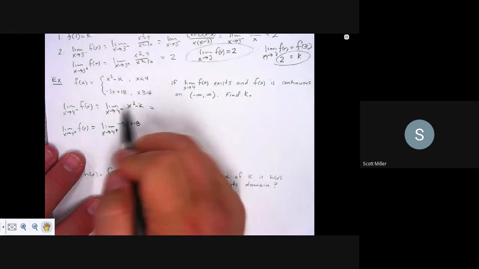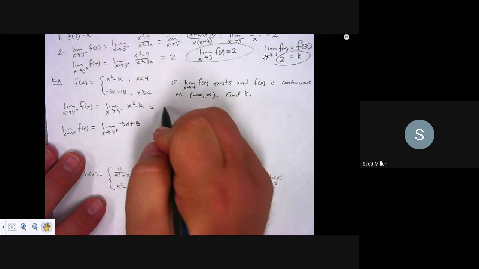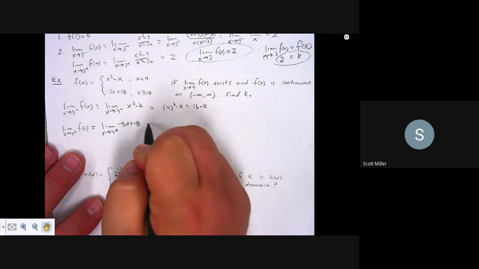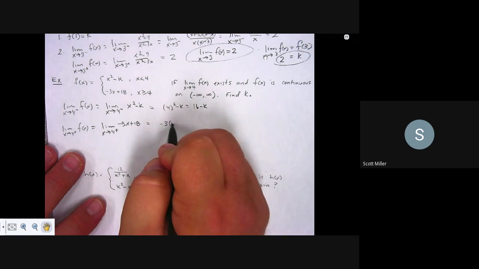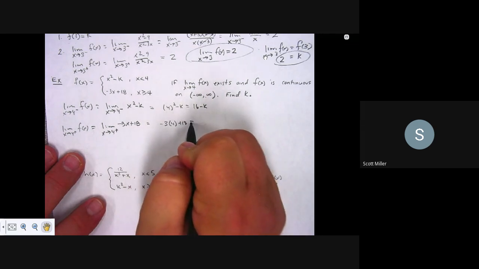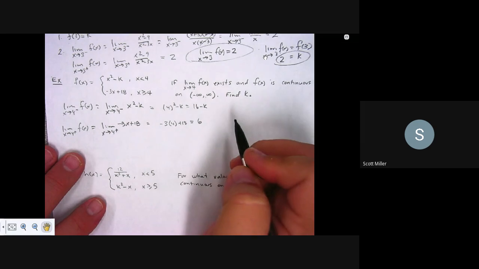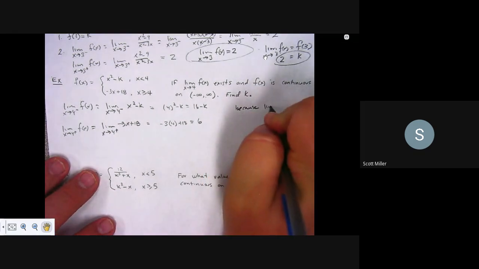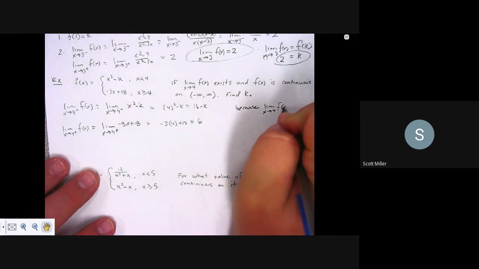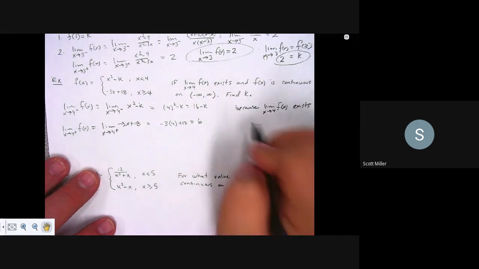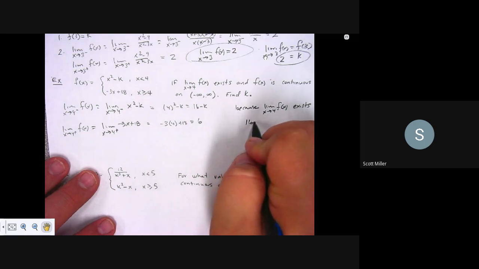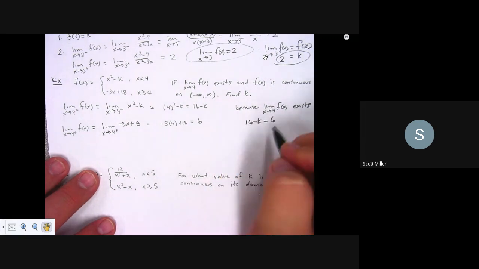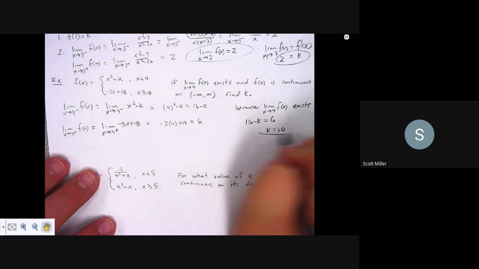Nothing here is going to give me some 0 over 0 kind of thing, the indeterminate form. So I can directly plug in 4, so this is going to give me 4 squared minus k, or 16 minus k. Same thing down here, I can plug directly in 4. So negative 3 times 4 plus 18, and this gives me a number of 6. And so because the limit as x approaches 4 of f of x exists, then I know that 16 minus k must equal 6. And then I can solve for k here and get 10.